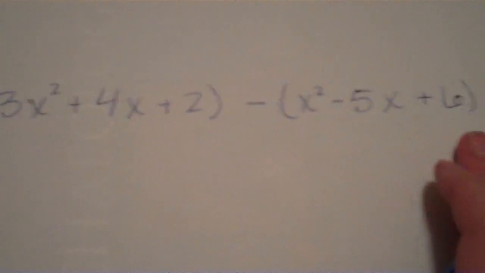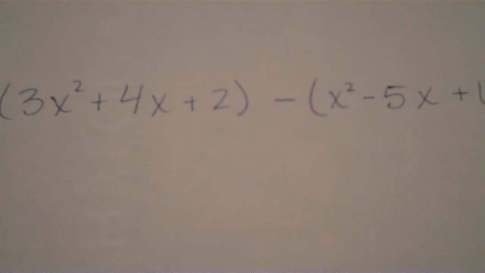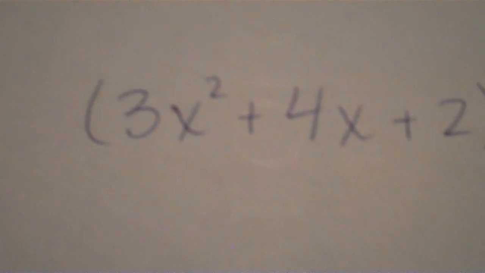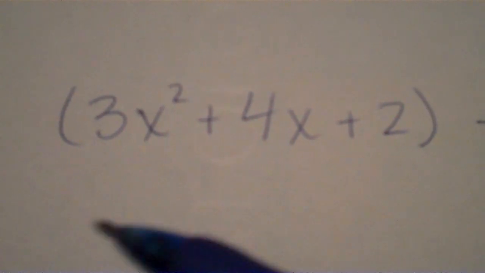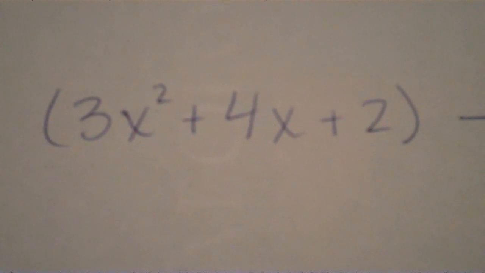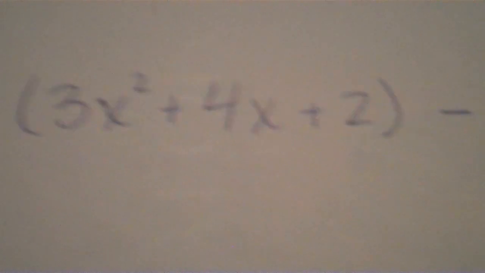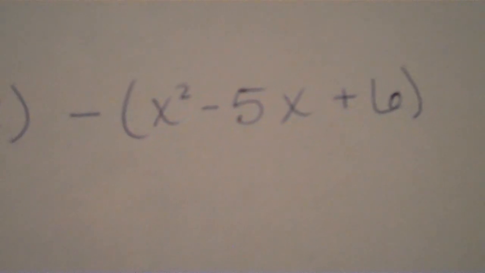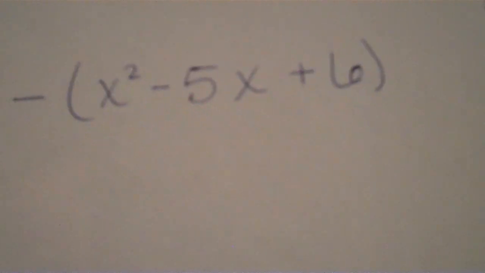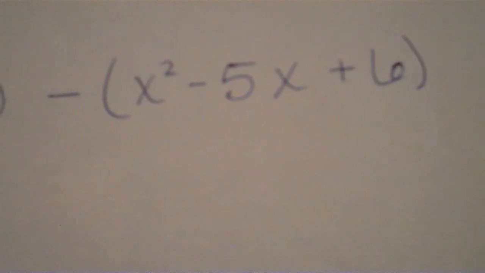Okay? Alright, last example, guys, and this is a big one, but you really are going to honestly see this in algebra, so I'm going to kind of pan across here. I'm going to write that down first. Parentheses, 3x squared plus 4x plus 2 minus, and then parentheses, x squared minus 5x plus 6.